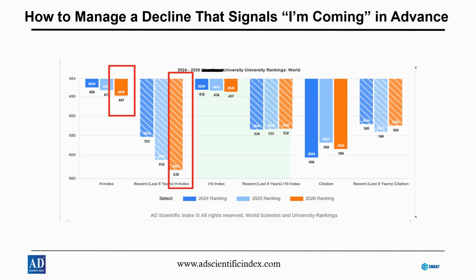The data is clearly signaling the institution's recent H-index performance is weakening, and if nothing changes, a significant drop in global ranking is on the way. The question becomes, how do you detect this early, and how do you stop it before it turns into a crisis? This is exactly where the Smart Institutional Excellence System steps in.